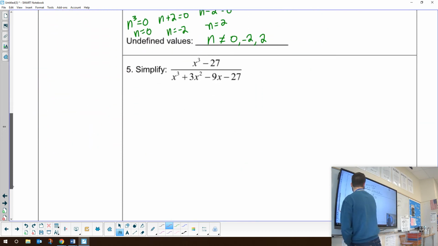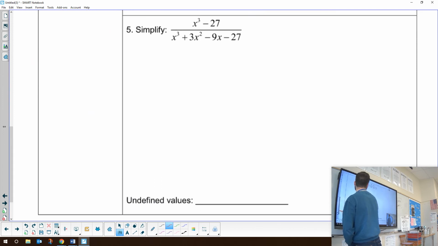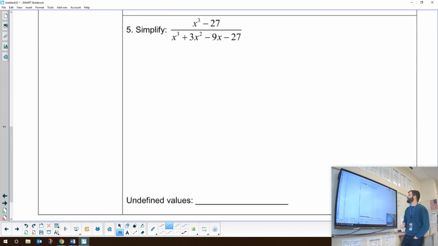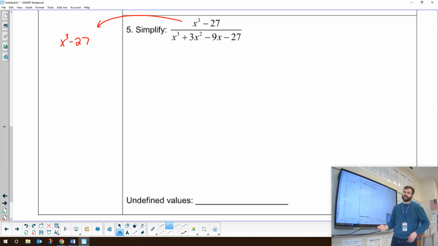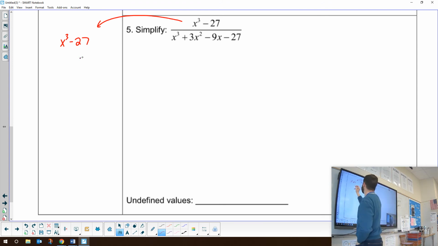Okay, moving on to our very last problem here, number 5. So number 5, we have x cubed minus 27 on top. So we can take that out to the side and factor it first. So we have x cubed minus 27. So first step, look for a GCF. There is none. So what we're going to do is we are going to be like, okay, there's 2 terms, and one of them is cubed. Hey, this one's a difference of cubes. Because remember, 3 cubed is 27, and x cubed is x cubed.